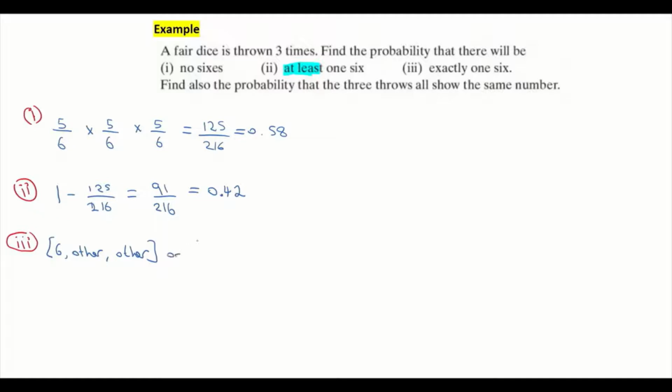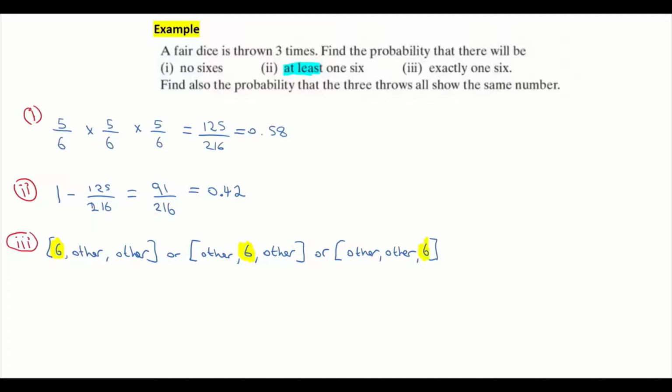Or I could have not a 6 on the first go, so something other than a 6, followed by a 6 on my second throw, and then on my third go, my non-6 again. So remember that you are looking for exactly 1 6, but that 6 can come on the first dice, or it could come on the second, or it could come on the third. So I'm going to do it out again. Or I could get something other than a 6, something other than a 6, and then finally on my third go, I get the 6.